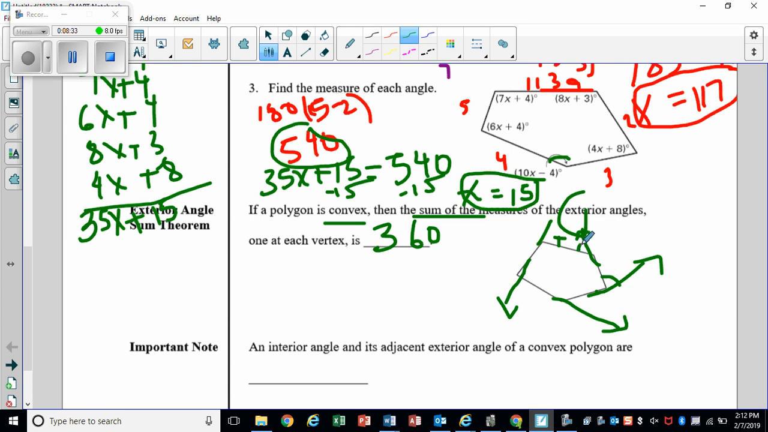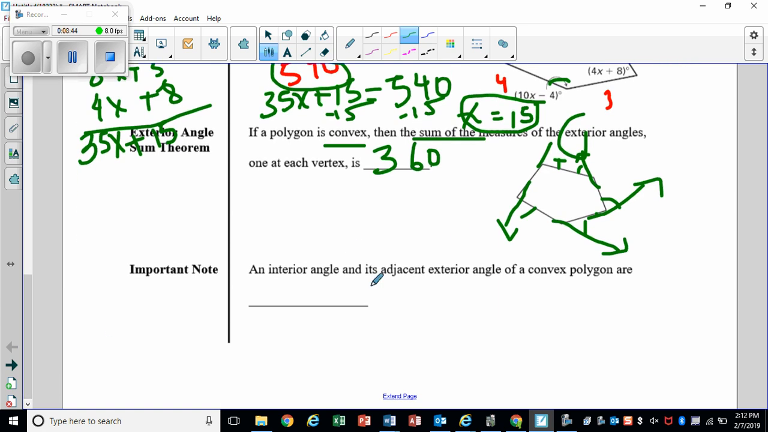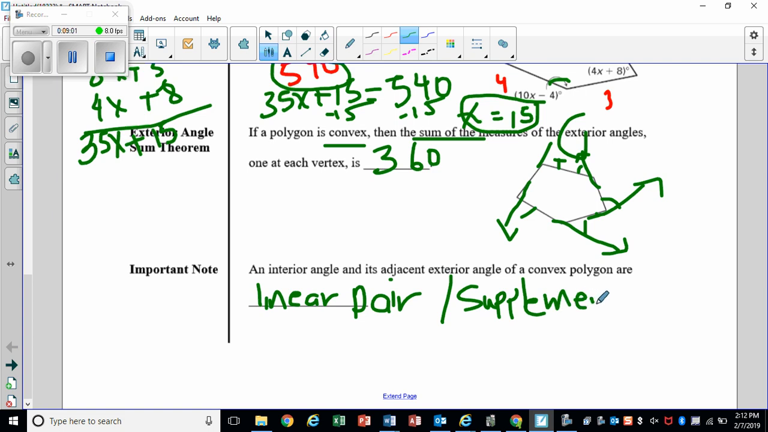So if I'm adding all these angles here, it always adds up to 360 degrees. And one thing you need to remember, important: an interior angle and its adjacent exterior angle in a convex polygon always form a linear pair, or they're going to be supplementary. You can see that when I extend this out, it creates a straight line. This is always a linear pair.